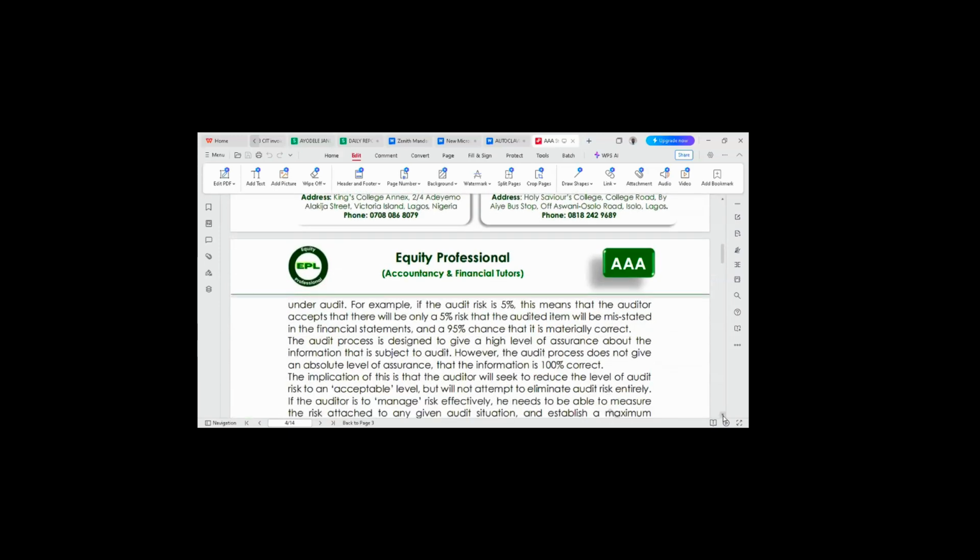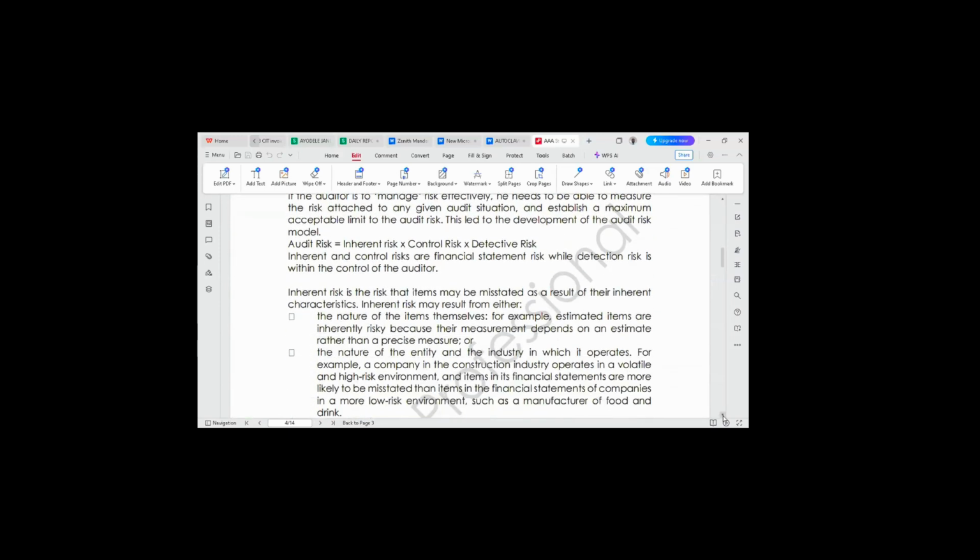So what is inherent risk? Inherent risks are risks that by their nature are susceptible to manipulation. There are some transactions and account balances that by their nature are susceptible to manipulation. Examples are non-current assets, current assets, and liabilities. Let me explain how they are susceptible to manipulation.